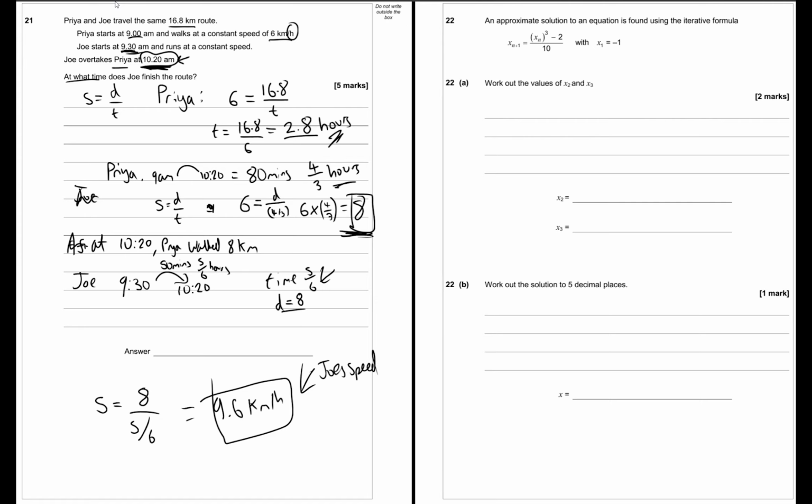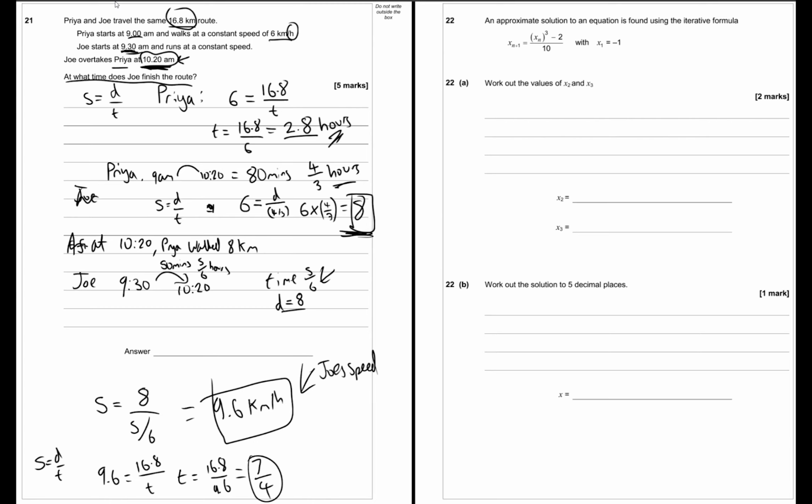And now we want to know what time Joe finishes the route. So the route is 16.8 kilometers and we know his speed. Now we can find out the time. So speed equals distance over time. His speed is 9.6. We know the distance is 16.8. And now we can work out the time. So t is equal to 16.8 over 9.6. Put that in your calculator. And I have got 7 over 4. Okay, so this is his time.